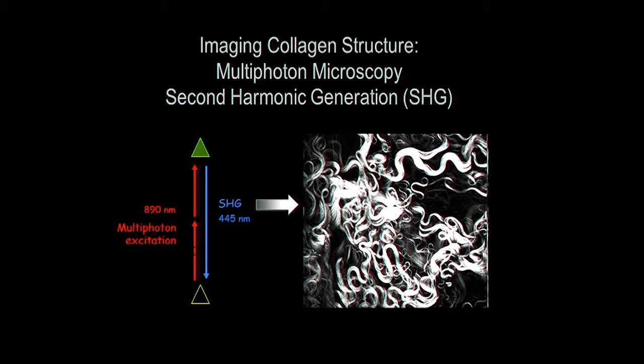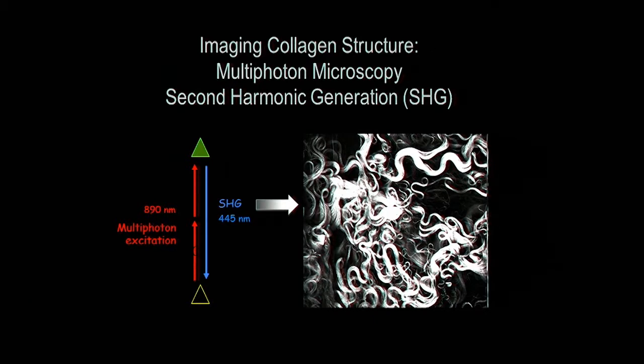The only thing you need to know about this is that it allows us to see collagen in any sample live without staining it. We can take pathologic samples and see collagen. We can look into live tissue. We can look into a mouse. We can look into a human biopsy.